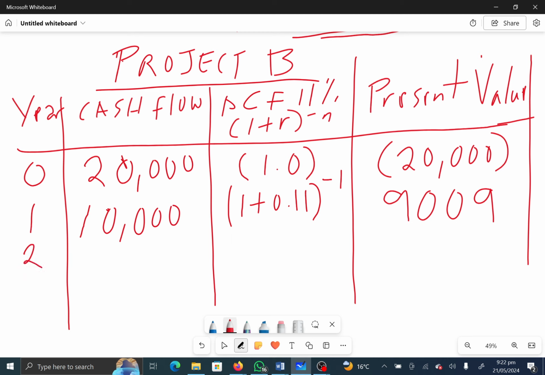So now we go into year 2. Year 2 project B, the cash flow was 6,000. So you say 6,000 by 1.11, and since we are now in year 2, to the power negative 2. What are we getting?